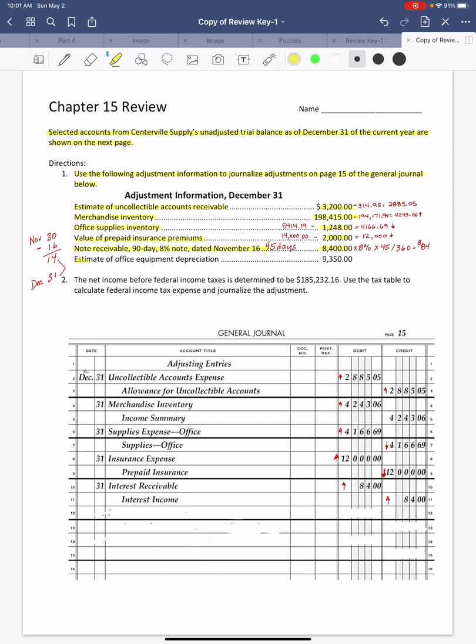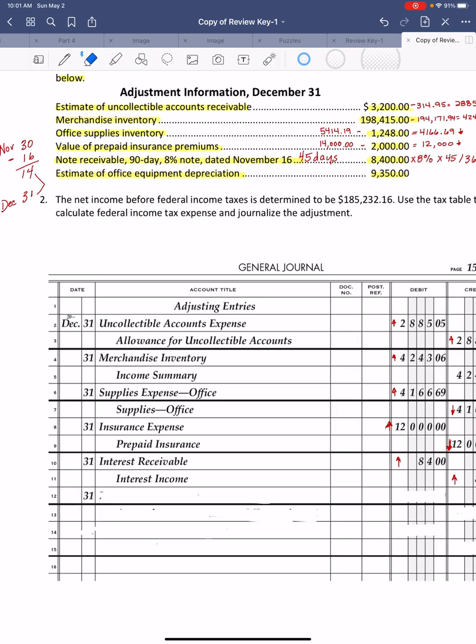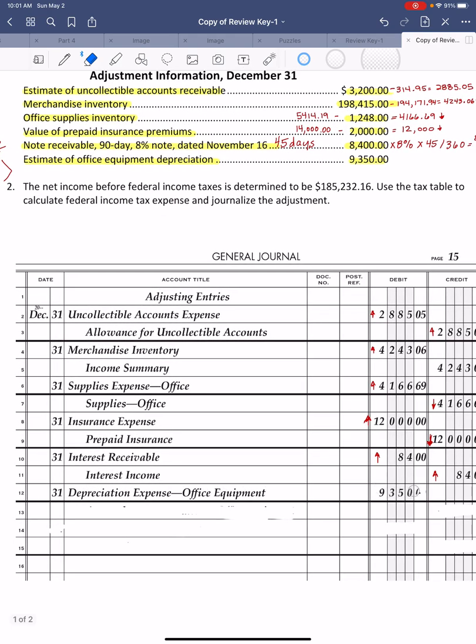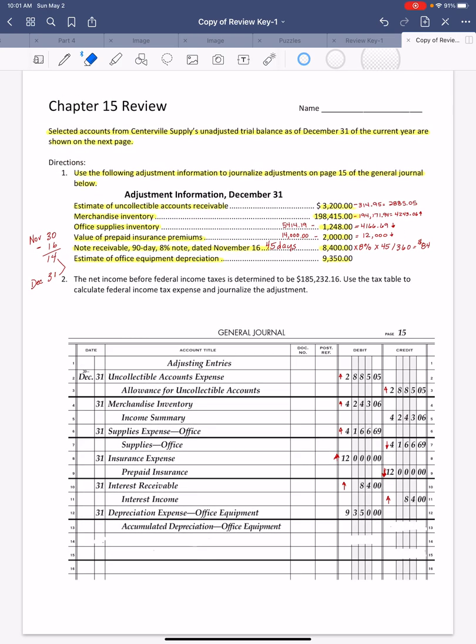The next one is the estimate of office equipment depreciation, $9,350, and that is the amount of our depreciation. We don't have to do anything with that number except record it as our adjustment. So we have depreciation expense for office equipment, accumulated depreciation for office equipment. And again, both of those numbers, this is an expense we're debiting, that's going up, and that is going up because it's a contra asset.